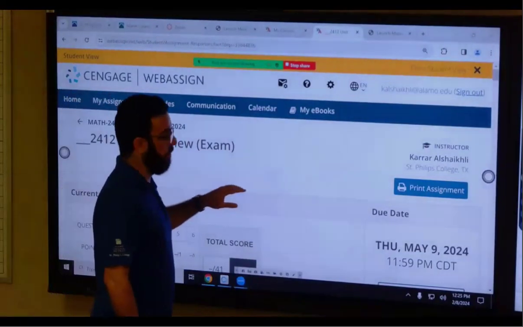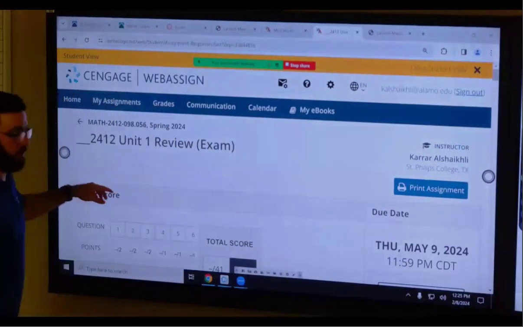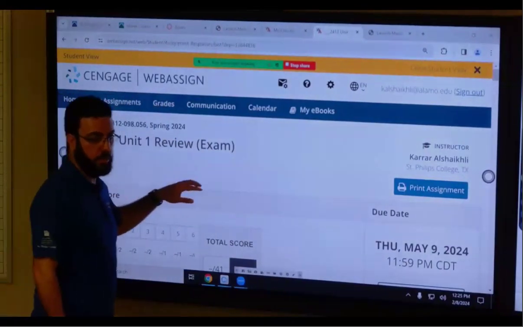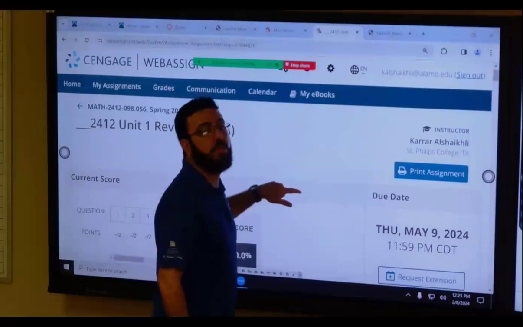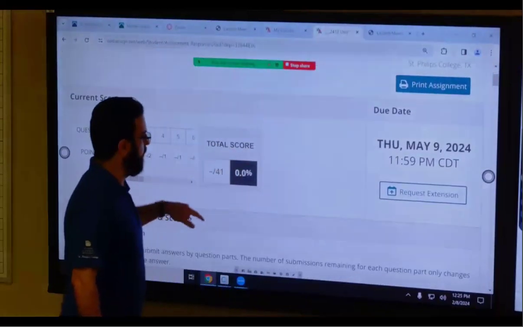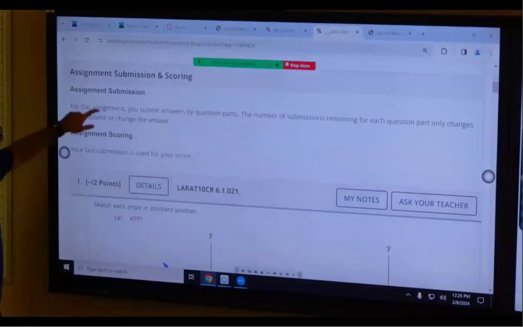This is not the review for the test? This one is the review for the test. It's the same one on the example. Are we just choosing one or we're going through the whole? You can go to the floor.